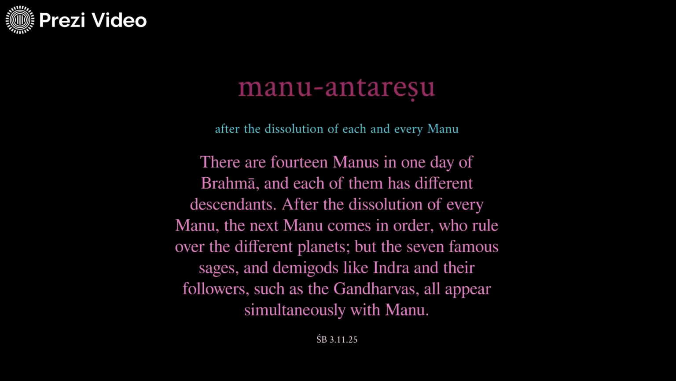After the dissolution of each and every Manu, there are 14 Manus in 1 day of Brahma, and each of them has different descendants. After the dissolution of each Manu, the next Manu comes in order, who rules over the different planets. But the 7 famous rishis and demigods like Indra and their followers, such as the Gandharvas, all appear simultaneously with the Manu.